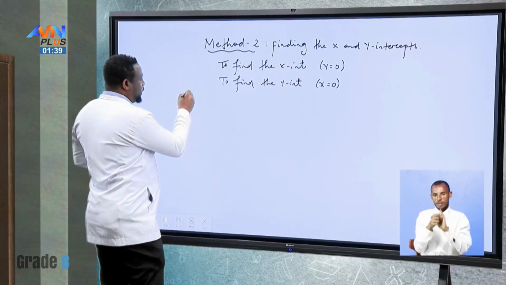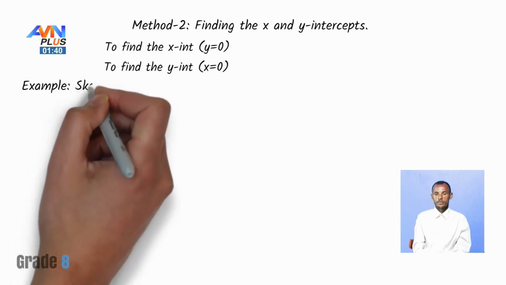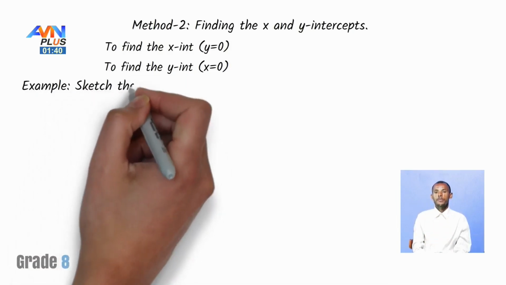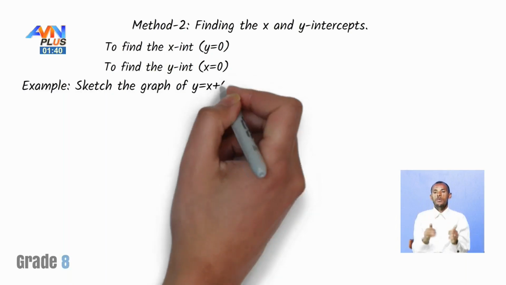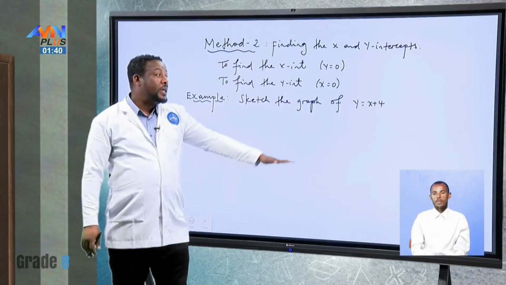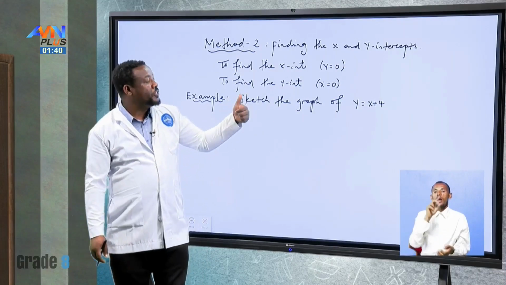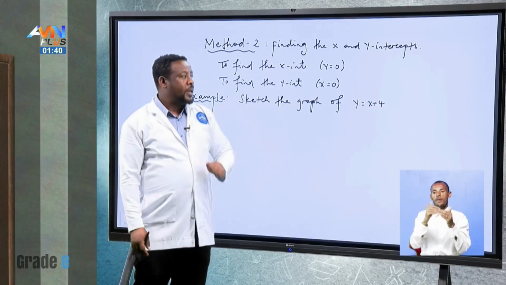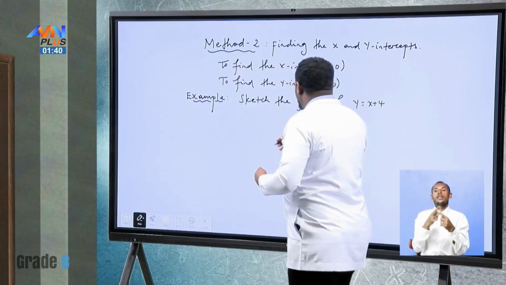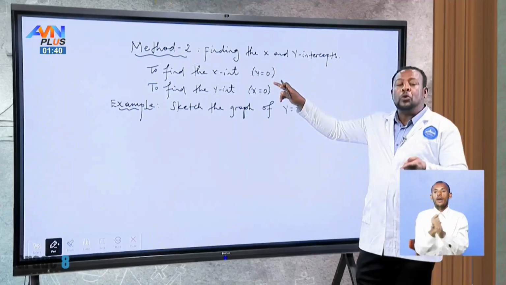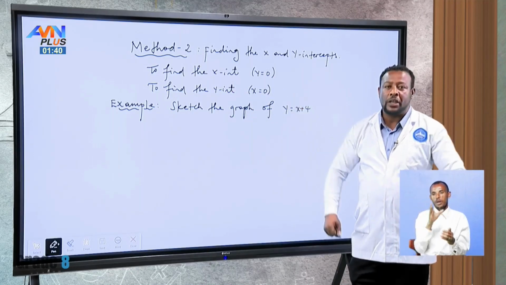For example, sketch the graph of y is equal to x plus 4. Clearly, this is a linear function. Here, you are asked to sketch the graph of this linear function. Okay, here we will do two things, calculating the y-intercept and the x-intercept. Here, as I've said, to find the x-intercept, put y is equal to 0, and to find the y-intercept, put x is equal to 0, and obtain the required intercepts.